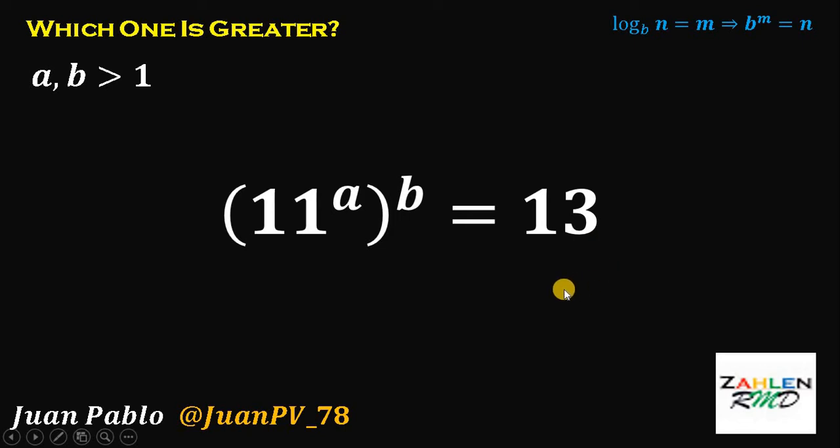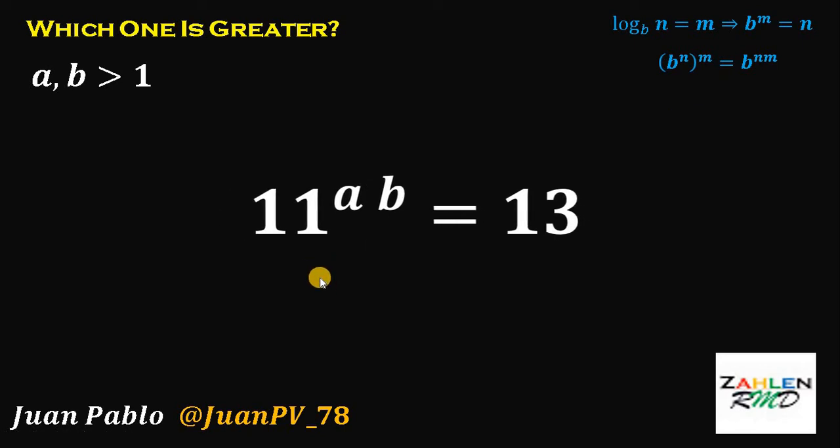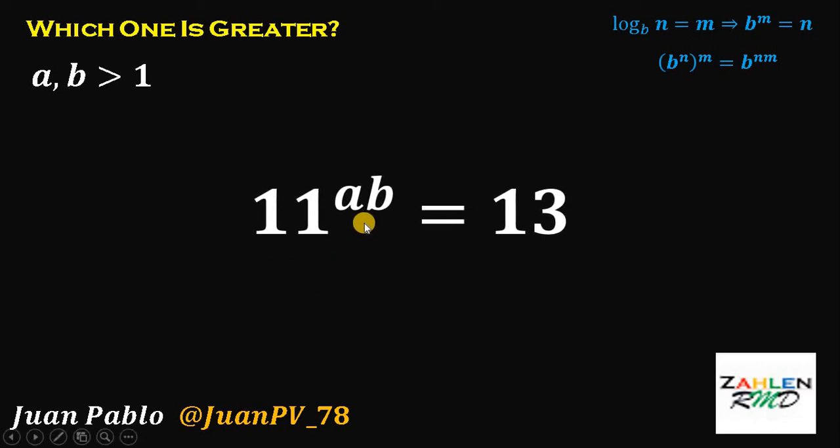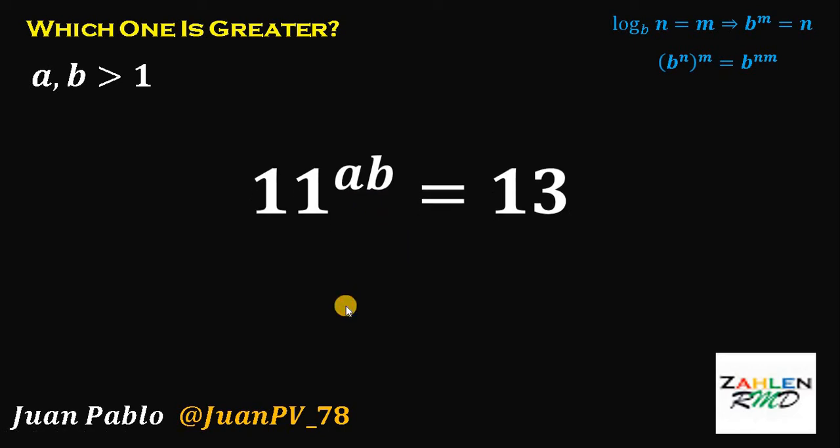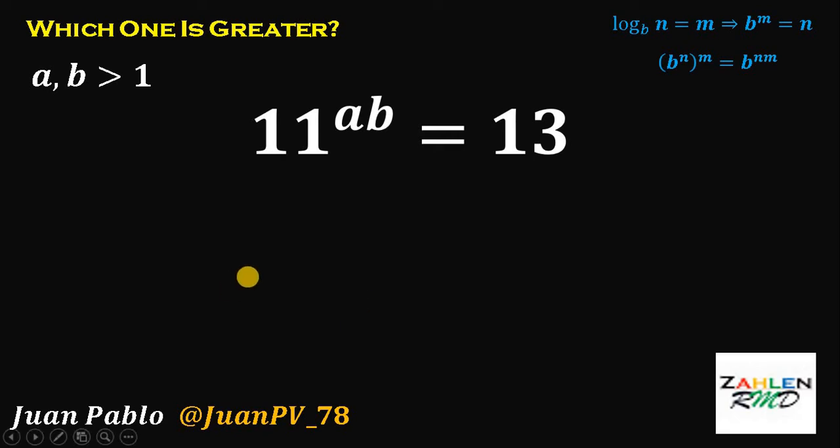Now at this point, we will use some laws of exponent. If we have b raised to n raised to the power of m, it is equivalent to b raised to n times m. Therefore, the left-hand side must be equivalent to 11 raised to a times b. Now, let's set aside this result. Let's see how we can introduce some inequality.